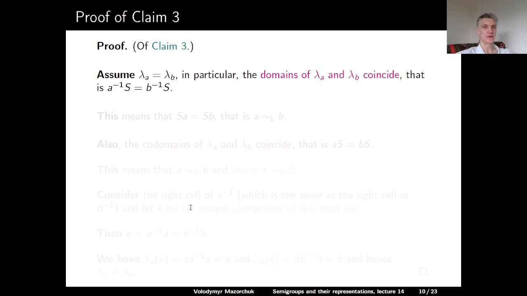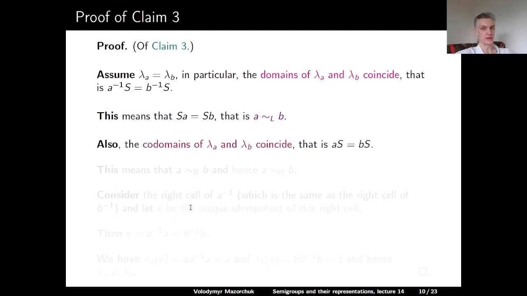Assume that lambda A is equal to lambda B. This in particular means that the domains of lambda A and lambda B coincide, that is, A inverse S is equal to B inverse S. So if we apply the inverse, we get that SA is equal to SB. In other words, A and B are left equivalent. Also, the codomains of lambda A and lambda B coincide. This means that AS is equal to BS, or alternatively that A is right equivalent to B. So A and B are both left and right equivalent, and so they are H equivalent.